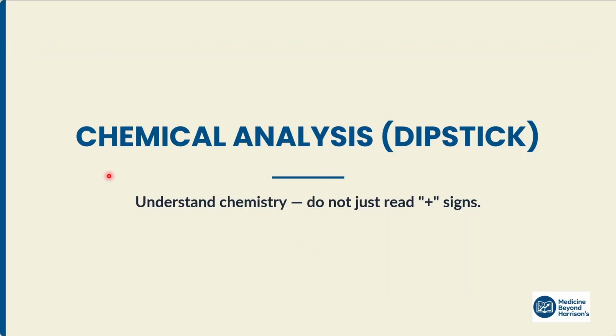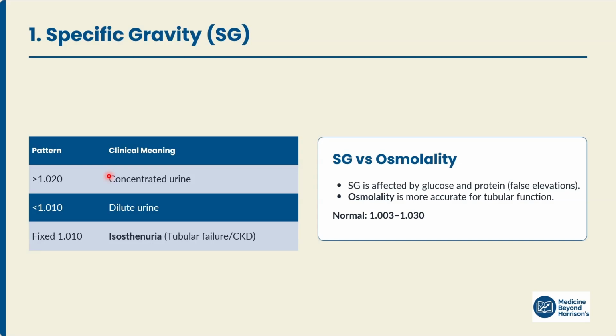So chemical analysis, this is where the dipstick comes in. We'll understand the chemistry, just don't read it as plus or minus. We'll understand why it happens in detail in order to understand the pathophysiology also. First and foremost, the thing you must look at in the urine dipstick analysis or urine routine analysis test is the specific gravity.